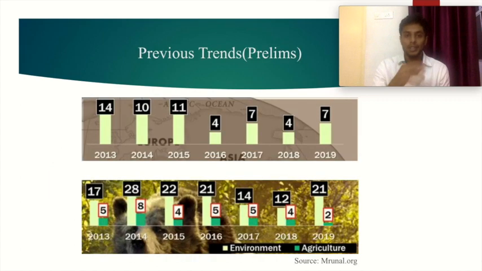So let's start with the previous trends. Why am I discussing the previous trends here? There are n number of subjects when it comes to the UPSC prelims GS1 paper. You have history, within that you have three parts, then you add art and culture to that, then geography, environment, and agriculture are also part of it, then you have economics, then current affairs, then polity, and so on.